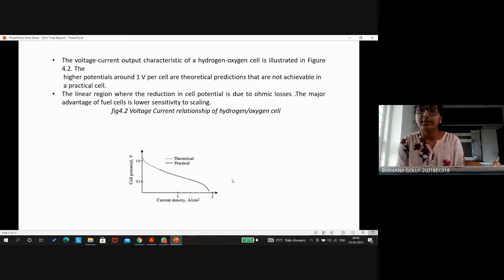The major advantage of this is also its insensitivity to scaling, that is, even if you take it at kilovolt or megavolt, whatever you take it, the efficiency remains the same. The efficiency is not depending upon the scaling factor. So, next slide.